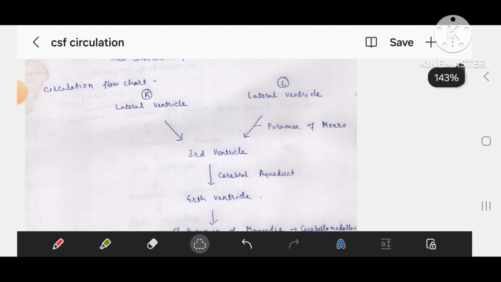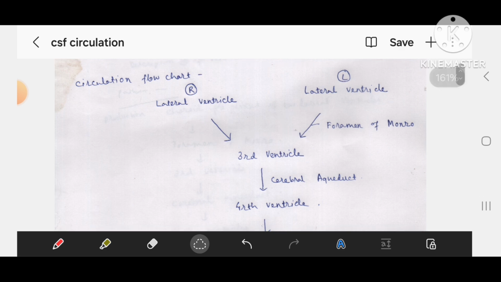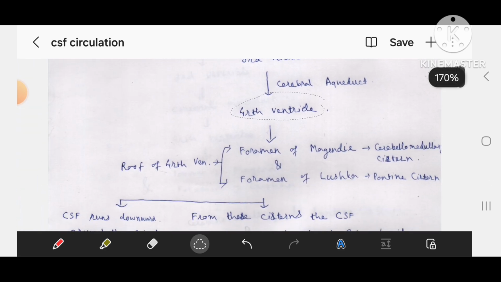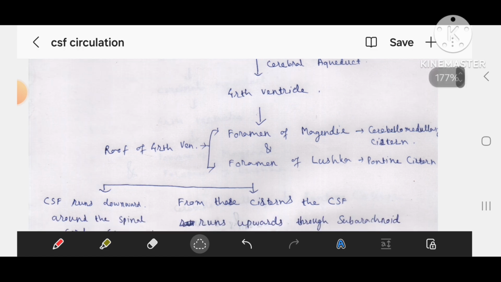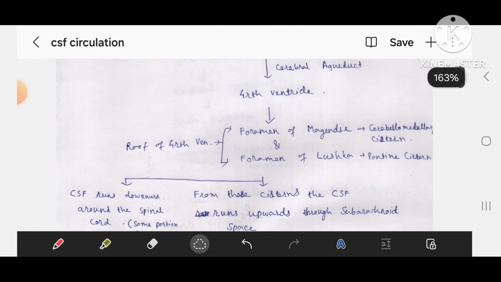Then we'll talk about the circulation. The CSF, after production in the two lateral ventricles, will come into the third ventricle by the foramen of Monro. There are two foramen of Monro. After the third ventricle, the CSF will go to the fourth ventricle through the cerebral aqueduct. The cerebral aqueduct is a channel. From the fourth ventricle, the CSF will come to the cerebromedullary cistern and pontine cistern.